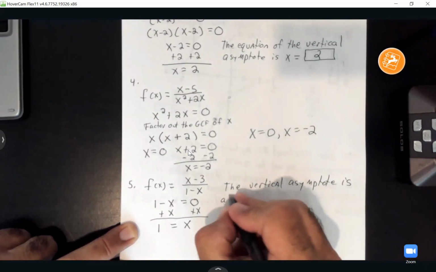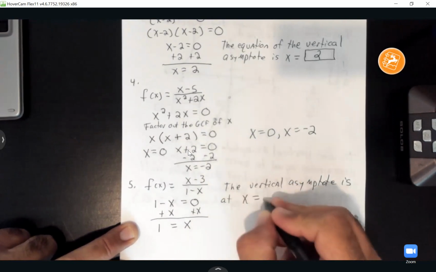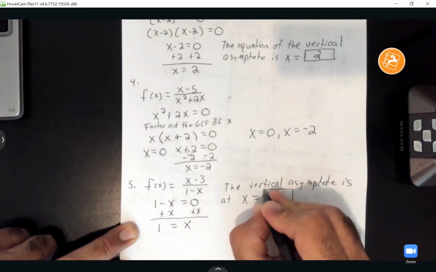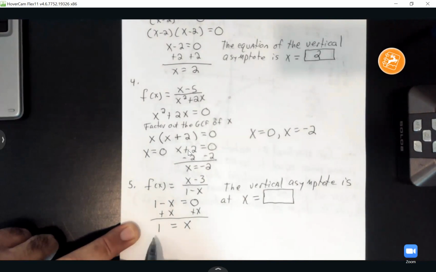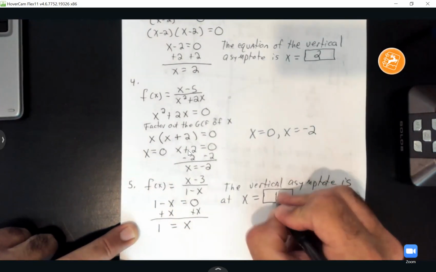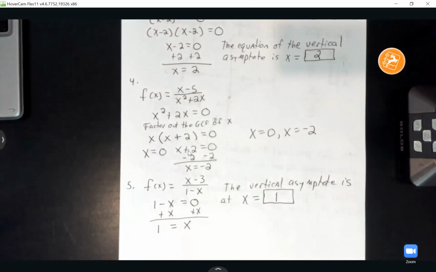So this one will say the vertical asymptote is at x equals blank. You know, all we got to do is put that, they're giving me the x equals already, so all I got to do is put in my 1 on that one and move on.